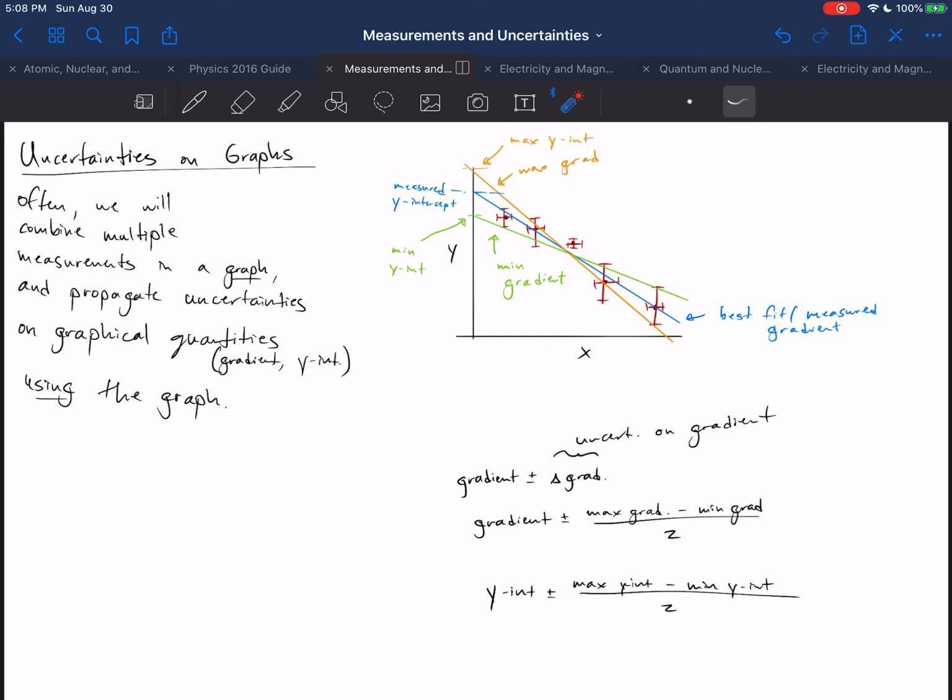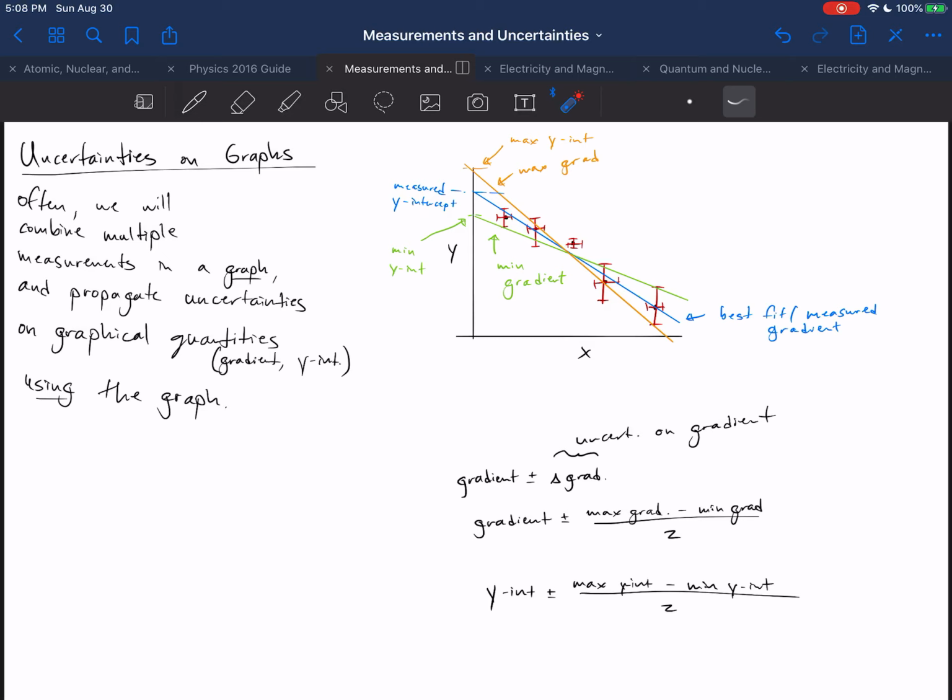You'll use a graphing software, either Excel or Desmos or Logger Pro, to find a best fit line. It does a linear regression on those data points and finds the best fit line to those points. And then often what we will end up doing is taking the measured slope or gradient of that line and using it to determine another value. So it's important to be able to measure the gradient and, using the error bars, which represent the uncertainties, get an uncertainty on the gradient itself.